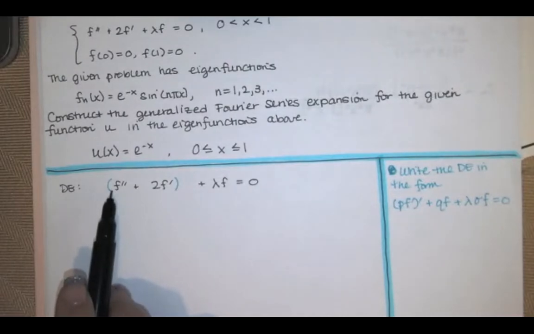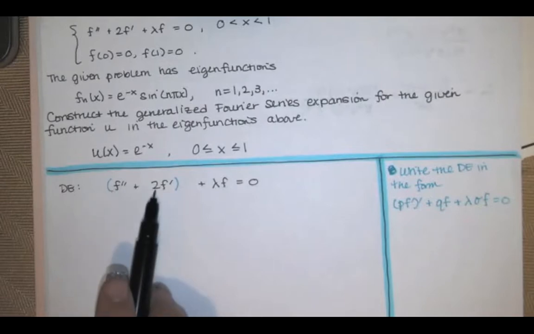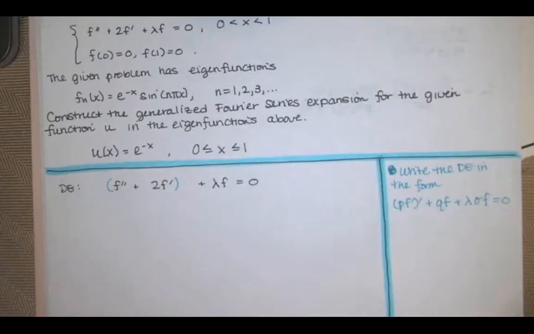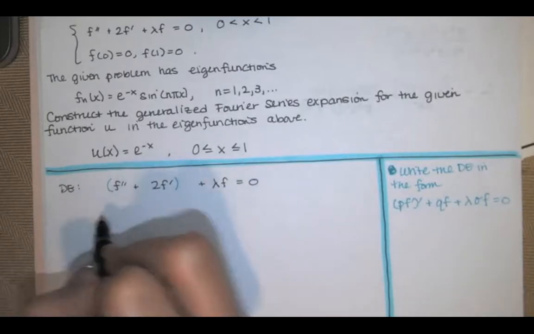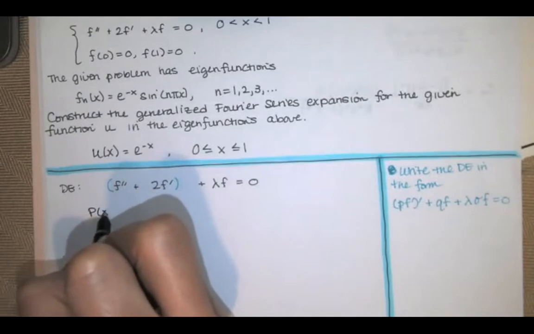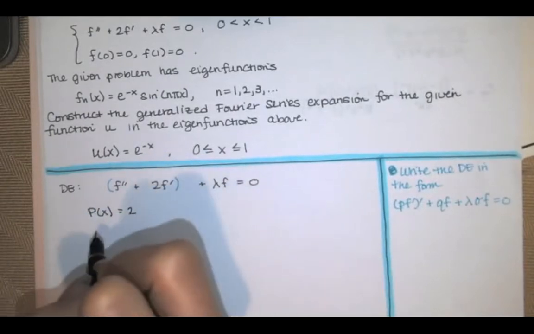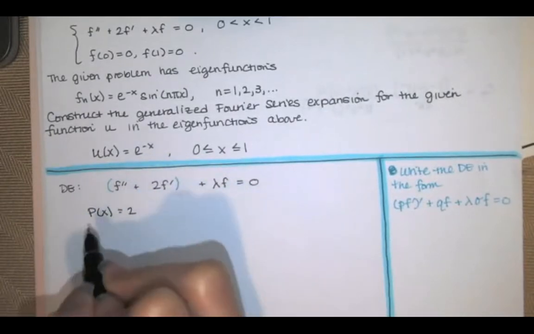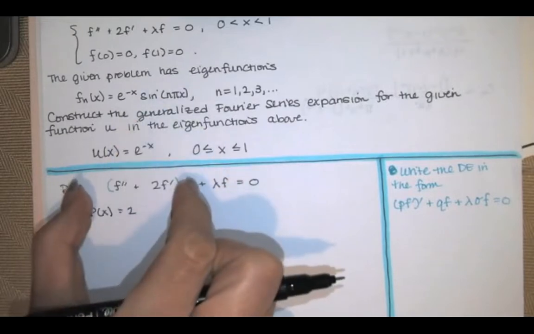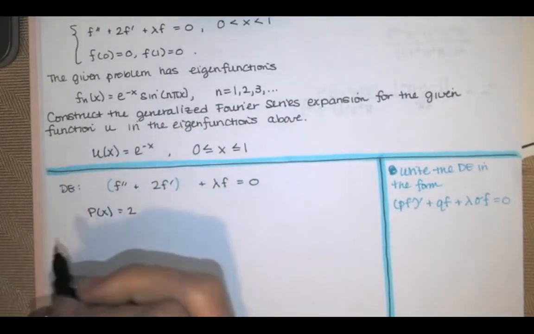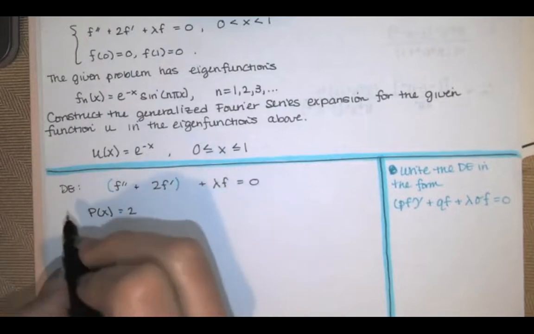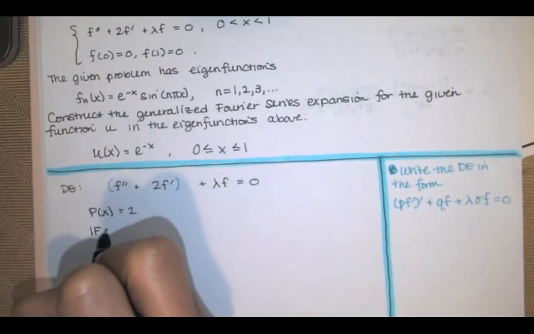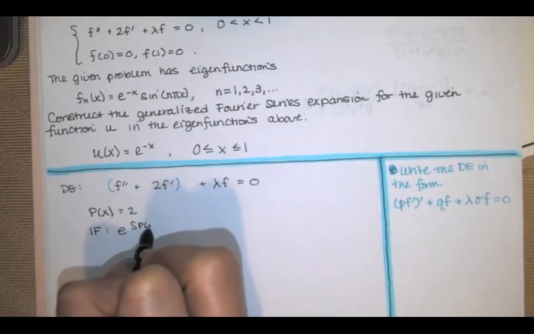I've already got a 1 there. Once you have a 1 in front of the f double prime, you look at the coefficient of f prime and you say, that's p of x. And your integrating factor, which will allow us to rewrite this as the derivative of a product if we multiply by that integrating factor, will be e to the integral of p of x dx.